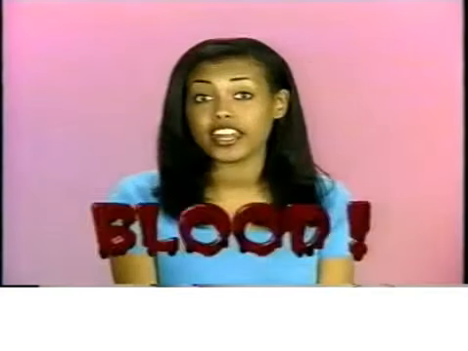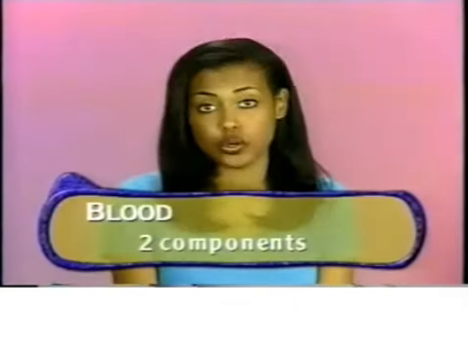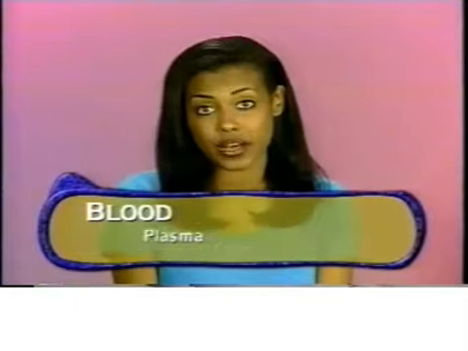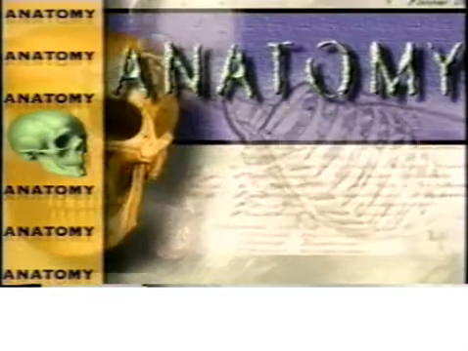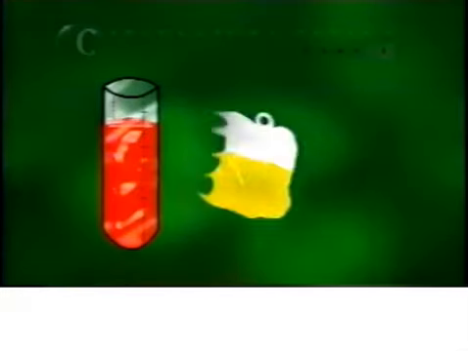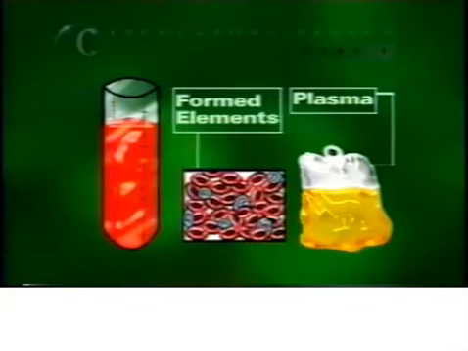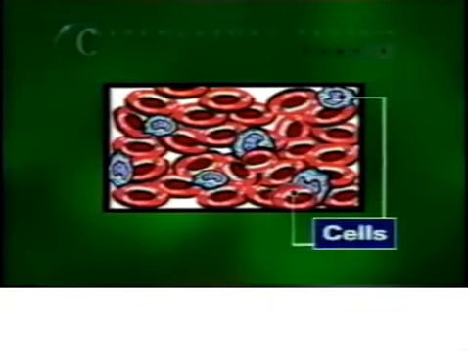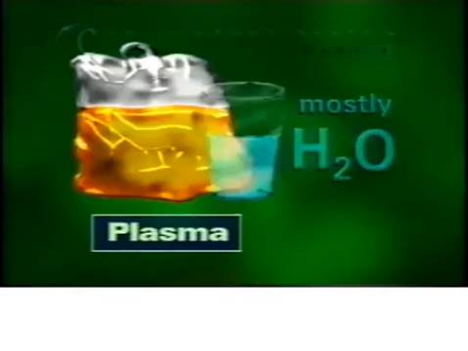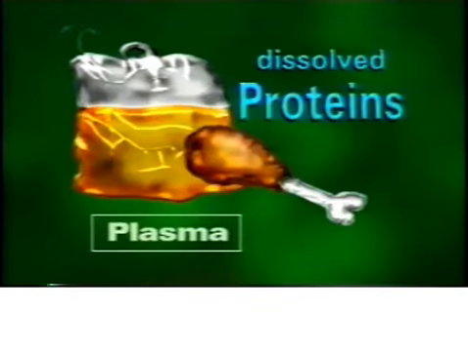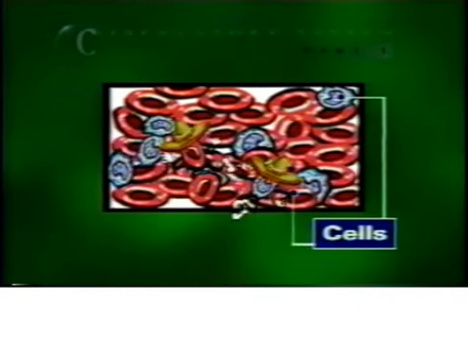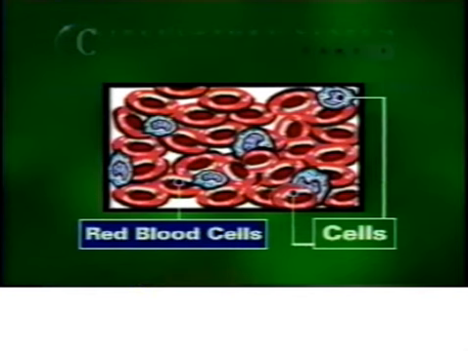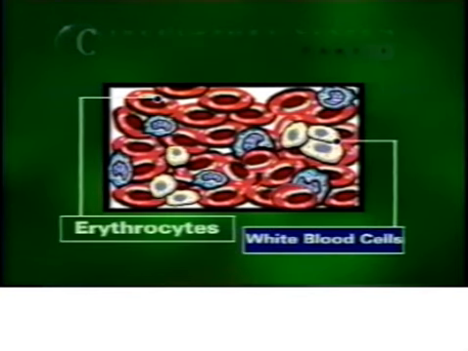When you take blood and you break it down, it's made up of two components. They are the plasma and the formed elements. The difference between the plasma and formed elements is that the formed elements are cells and cell bits, while plasma is mostly water with dissolved stuff like proteins in it. The formed elements are living blood cells, the erythrocytes, or red blood cells, and the leukocytes, or white blood cells.